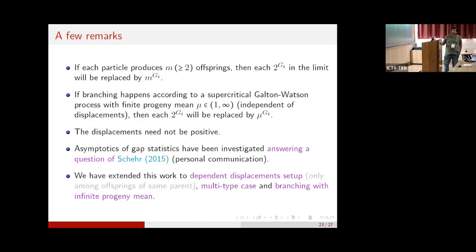Of course, I would like to mention that this binary branching is just a toy example, to tell you the idea easily. But if you have m offsprings, then the 2 power gi in the limit would be replaced by m power gi. More generally, if you have random branching, then this will be replaced by mu power gi, where mu is the progeny mean, the average number of offsprings in each generation. And displacements, I just assumed to be positive for simplicity; they don't have to be positive. And we have also extended this to various other setups, which are mentioned here.